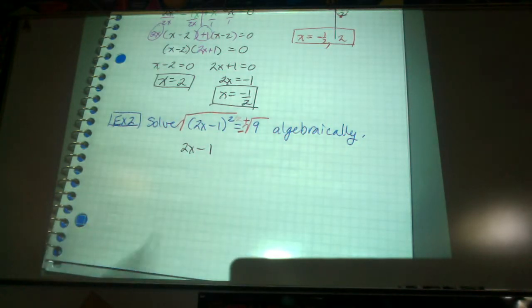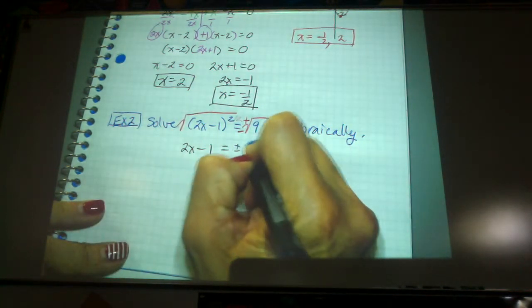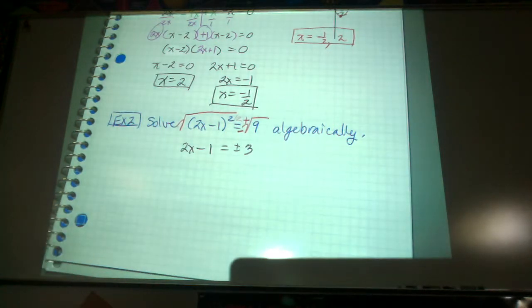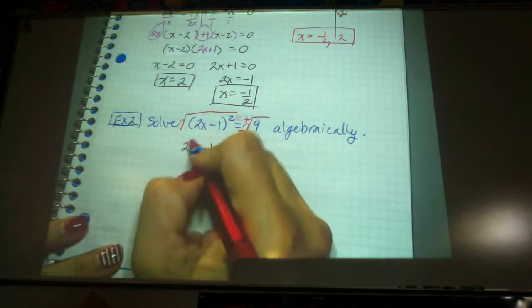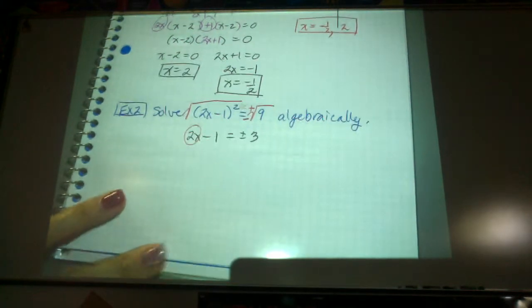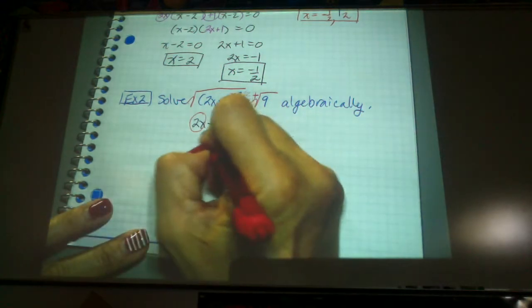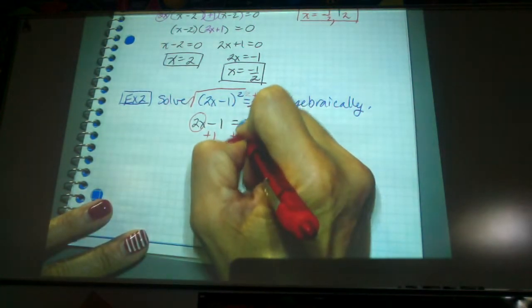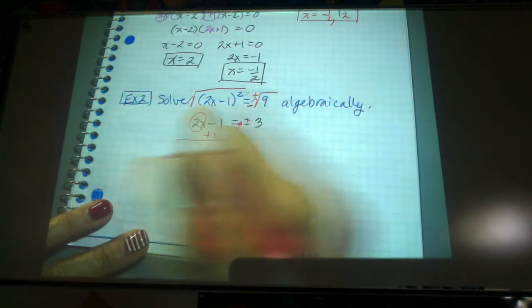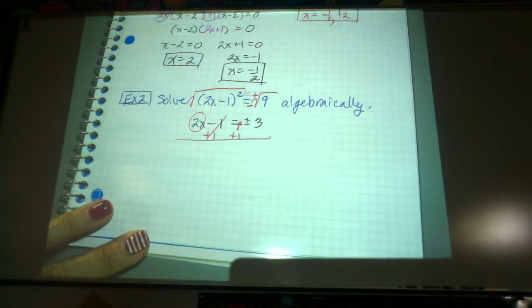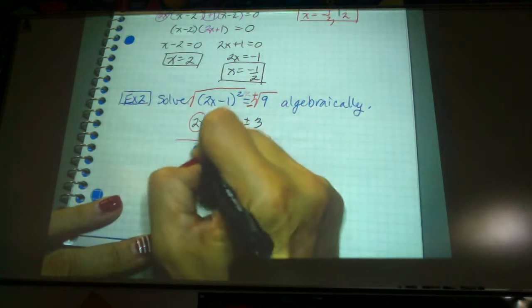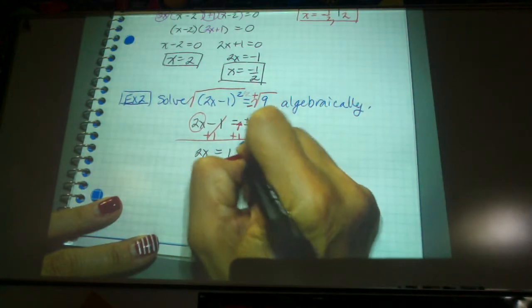So this plus or minus, the square root of 9 is 3. So we end up with plus or minus 3. Then our goal is still to solve for x, so I want to get that 2x by itself. What do I do? Add 1, but be careful and add that 1 in front of the plus or minus. Not behind, not with. So you end up with 2x is equal to 1 plus or minus 3.